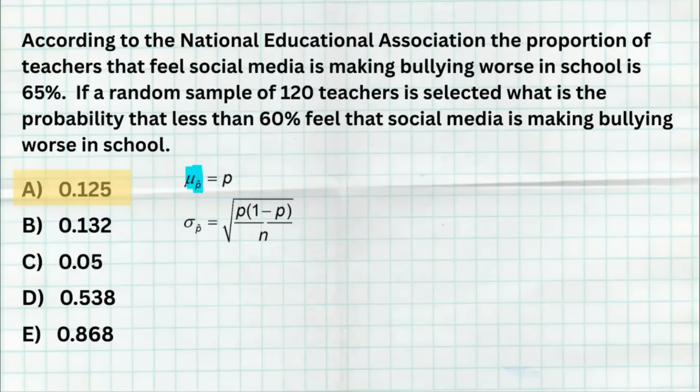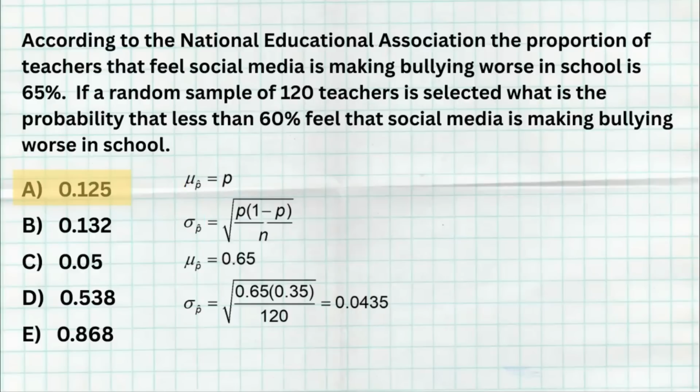Now, the mean of all sample proportions should be equal to the true population proportion, which should be 65%. We would expect the sample of 120 teachers to come back 65%, but samples are going to vary, so the standard deviation of the sampling distribution for sample proportions is going to be using this formula, which again can be found on the AP Stats formula sheet. It's a square root of p times 1 minus p divided by n.